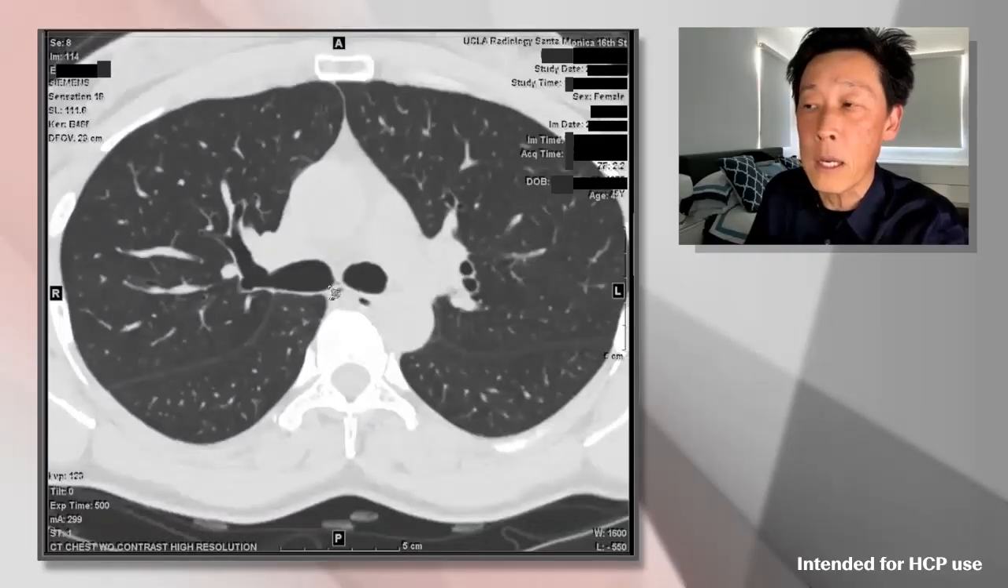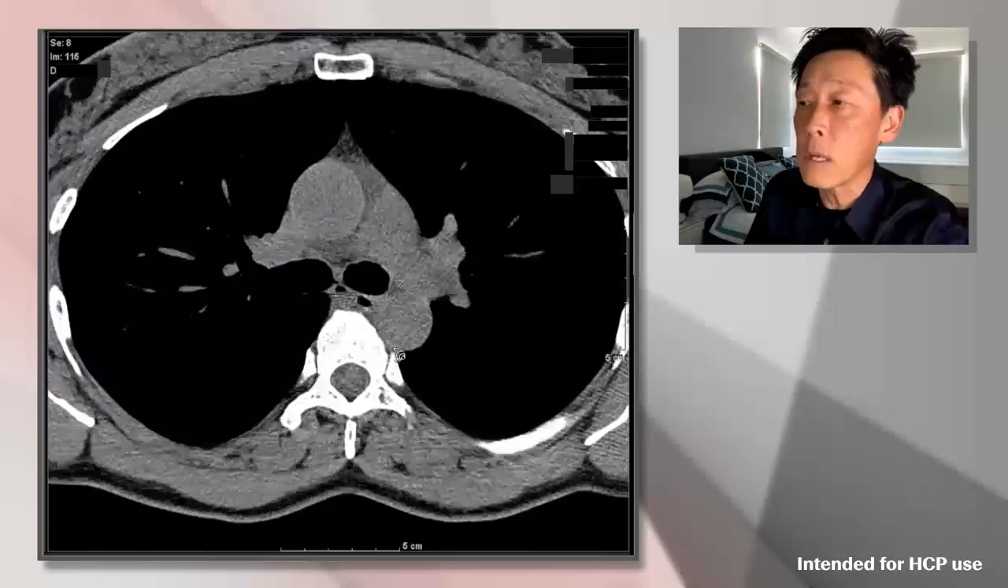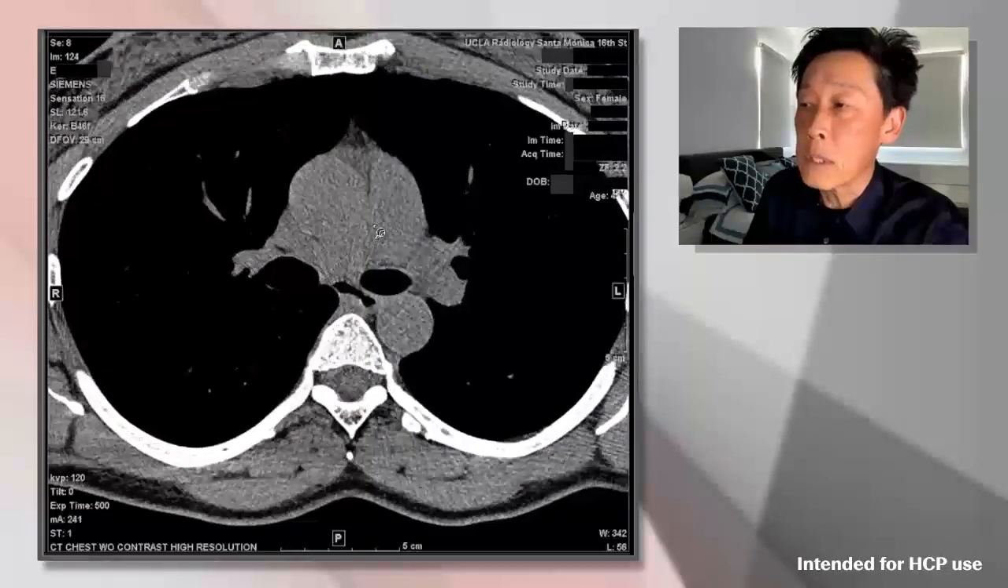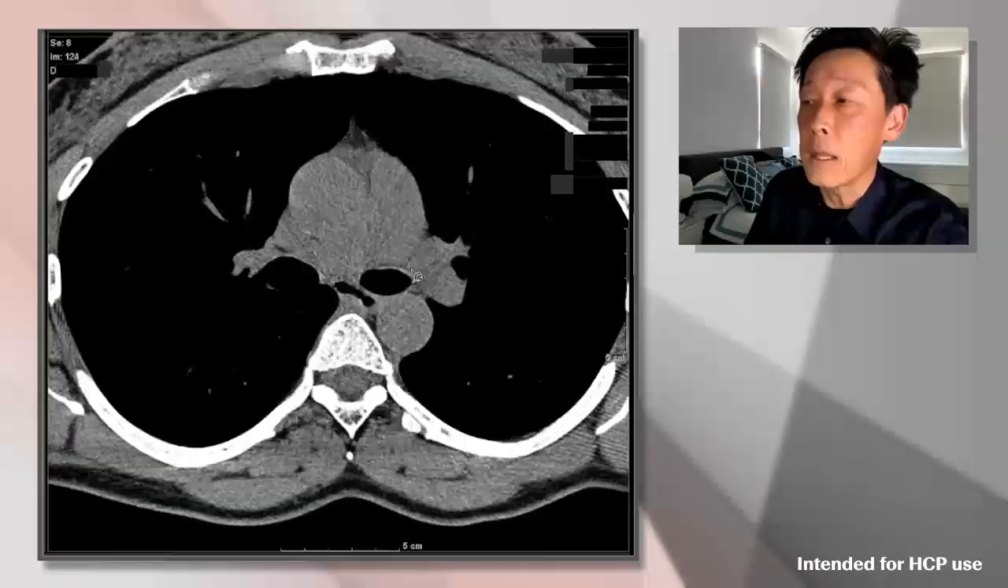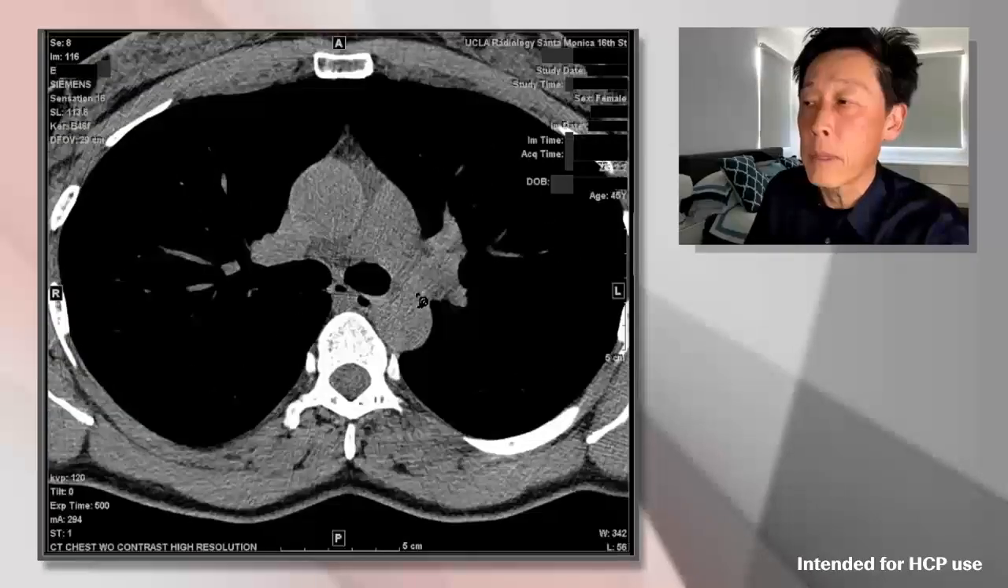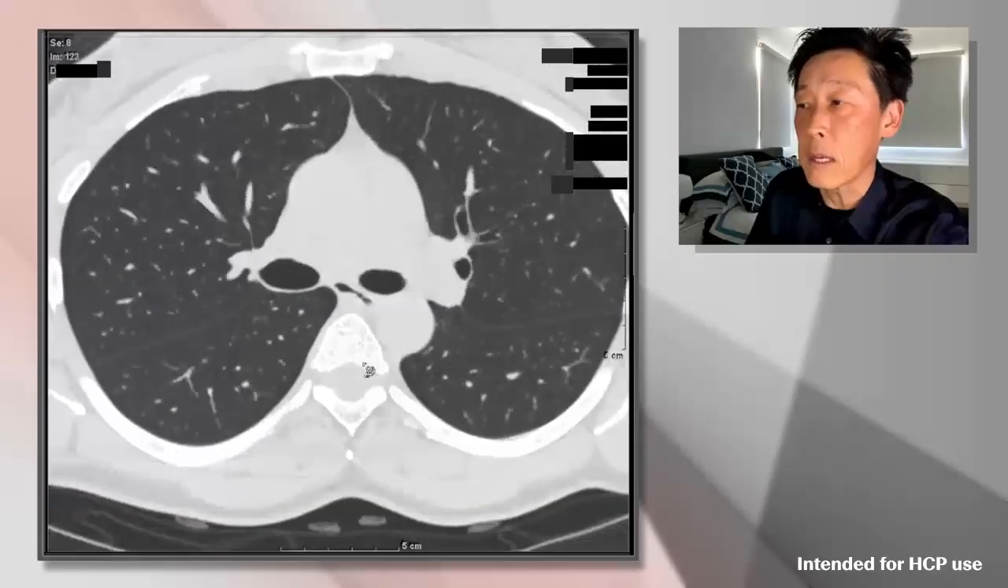So we're back at the carina, which is the division of the trachea into the right main stem and the left main stem bronchi. Now, when I switch to the soft tissue windows and we go just a little bit more inferiorly, we still see the ascending aorta, and here's the main pulmonary artery dividing into the right pulmonary artery and the left pulmonary artery. The left pulmonary artery travels over the left main stem bronchus, and you can see that here as well.